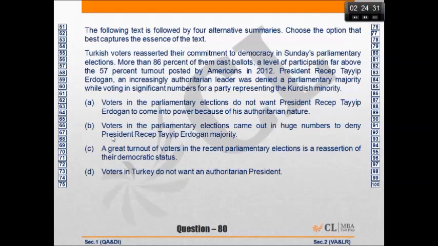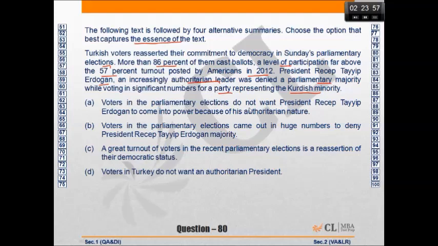Okay. Turkish voters, another one. Choose the statement that captures the essence of the text. Turkish voters reasserted their commitment to democracy in Sunday's parliamentary elections, with more than 86% of them casting ballots, a level of participation much above the 57% posted by America in 2012. President Erdogan, an increasingly authoritarian leader, was denied a parliamentary majority while voting in significant numbers for a party representing the Kurdish minority. Okay.